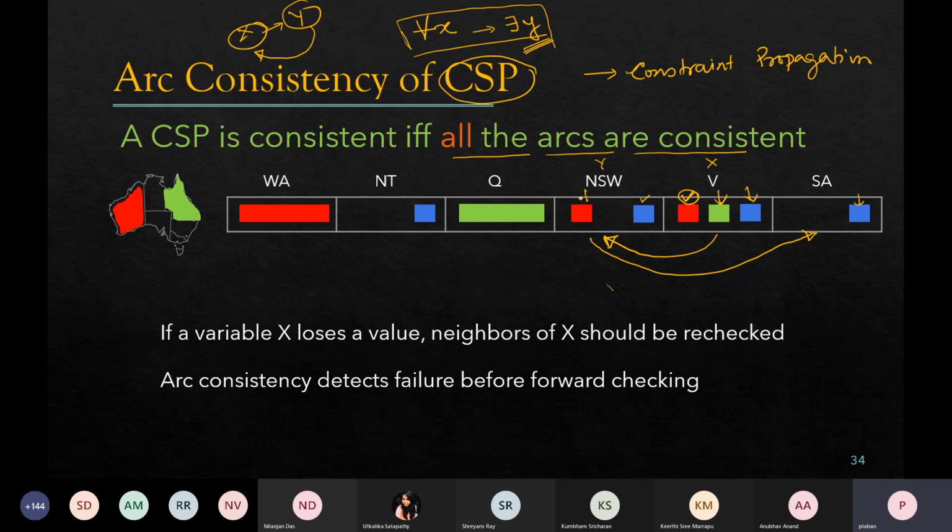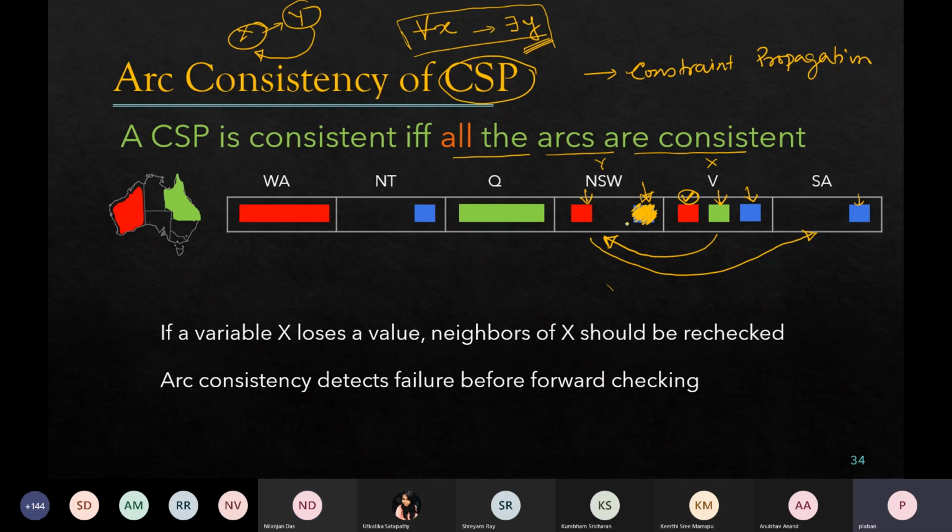Now, if we have, say, red for NSW, we have consistency in the form of assigning blue to SA. That's fine. Now let us check for blue. If we assign blue to NSW, I do not have any consistent assignment, right? So how do we make it consistent? Any idea? Remove the blue from NSW. Right. So let us remove blue from NSW.